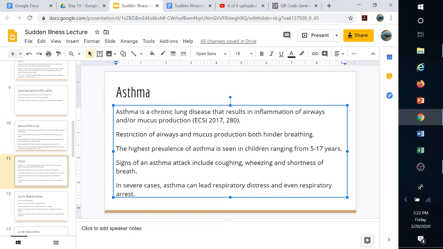It's not saying that somebody can't have an asthma attack if they're outside that range. This is just where we see the most cases. So signs that somebody's having an asthma attack include coughing, wheezing, shortness of breath. In severe cases, it can lead from respiratory distress even to respiratory arrest, where they stop breathing altogether.